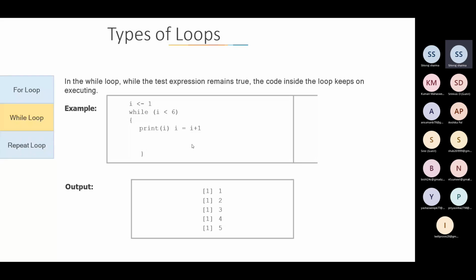Print I equals to I plus 1. So in every loop, the initial value of I is 1, and the next time the value of I will be 2, because in the print statement it is mentioned that I equals to I plus 1. First time the value of I is 1, so the value returned is 1. In the second loop, the value of I is again 1, so 1 plus 1 will be 2, so it printed 2. Similarly, up to 5, it will give you the results.